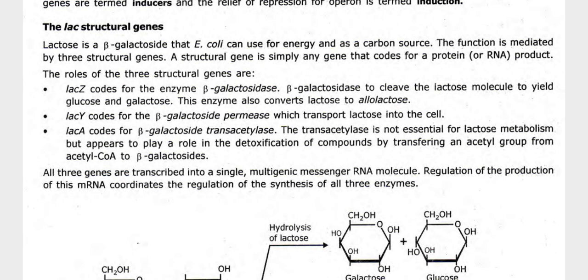The roles of the three structural genes: lacZ codes for the enzyme beta-galactosidase, which cleaves the lactose molecule to yield glucose and galactose. This enzyme also converts lactose to allolactose. lacY codes for beta-galactoside permease, which transports lactose into the cell.